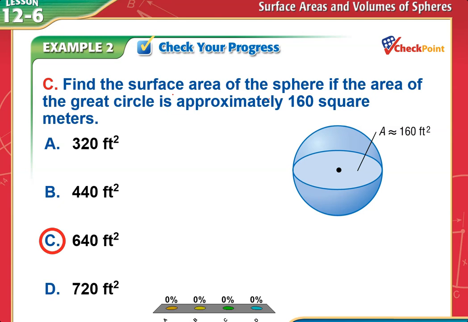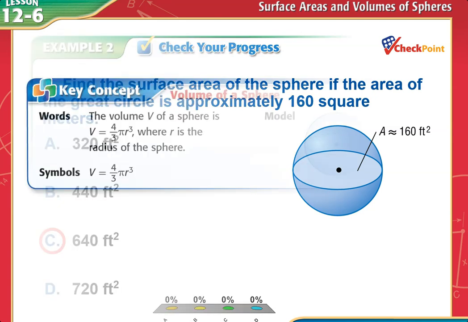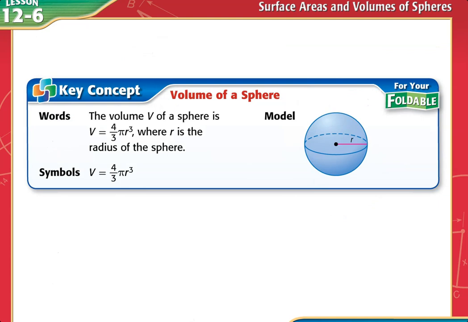the volume of a sphere. Okay, the volume is cubic units. That's why it's r cubed. 4/3 pi r cubed is the volume of the sphere given a radius.